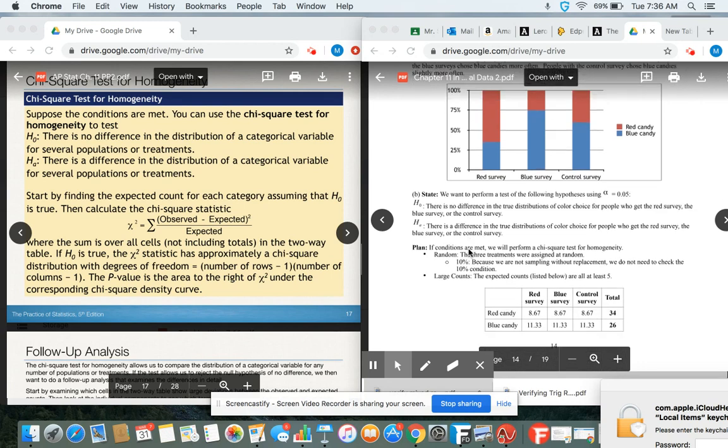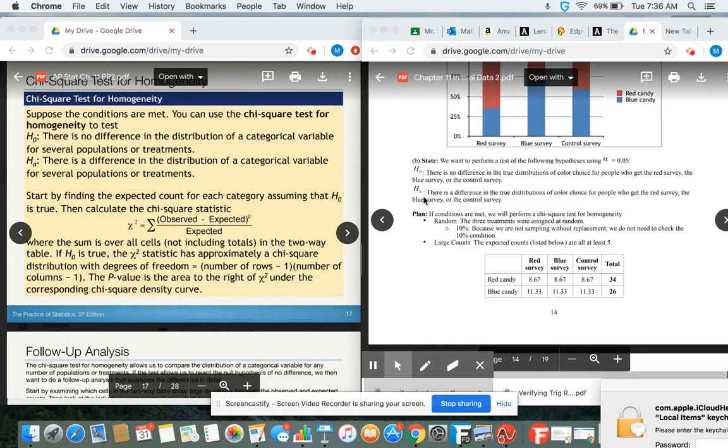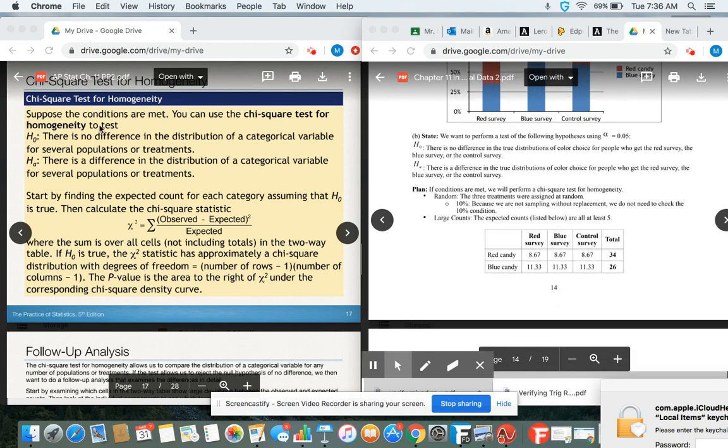All right. Check out the HO and the HA, right? Very similar to what's over here in your PowerPoints, just in context. So there's no difference in the true distribution of color choice for people who get the red survey, the blue survey, or the control survey. You can just abbreviate it for now, but we talked about this yesterday.